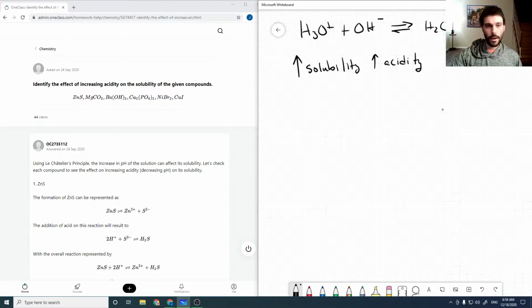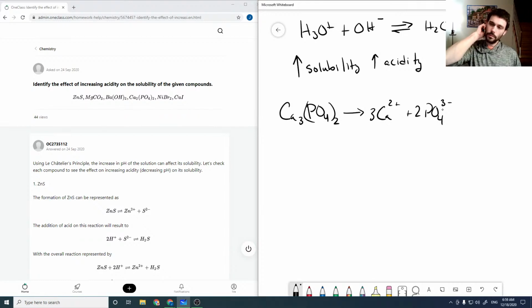Okay, and then Ca3(PO4)2. So this is going to dissolve into 3 calcium 2 plus and 2 PO4 3 minus. Again, we have an alkaline earth metal, so the reaction with water, as we could guess, is not going to go.